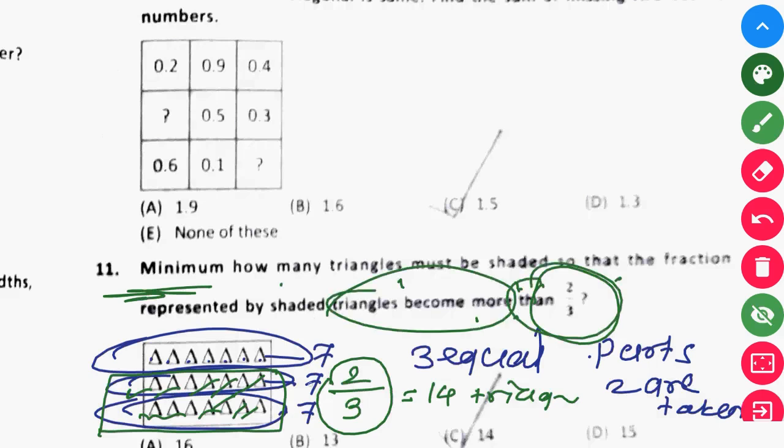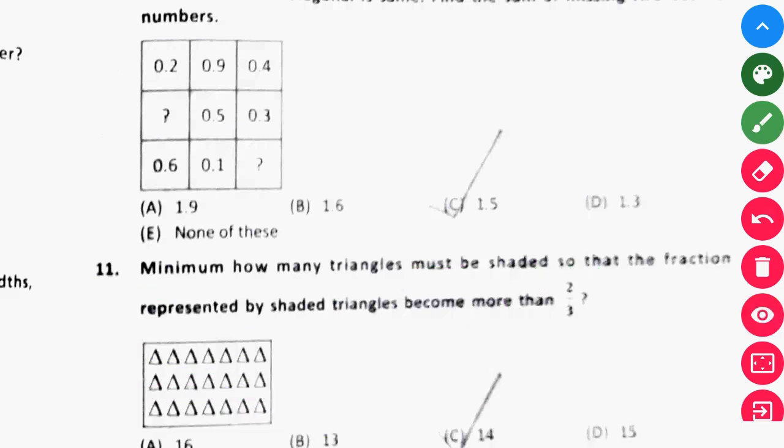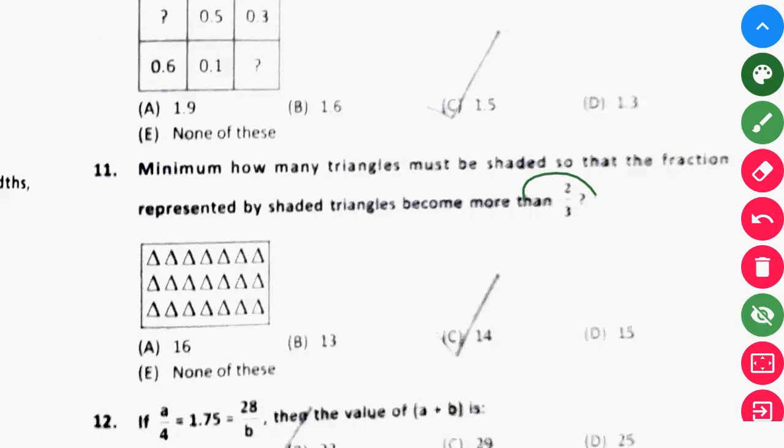So for the shaded portion to become 2 by 3 we need to shade 14 triangles, and more than 2 by 3 means 15 triangles we need to shade. Then only it becomes more than 2 by 3. Minimum 15 and maximum 21. Okay. So my son is also wrong here because he just read in a hurry.